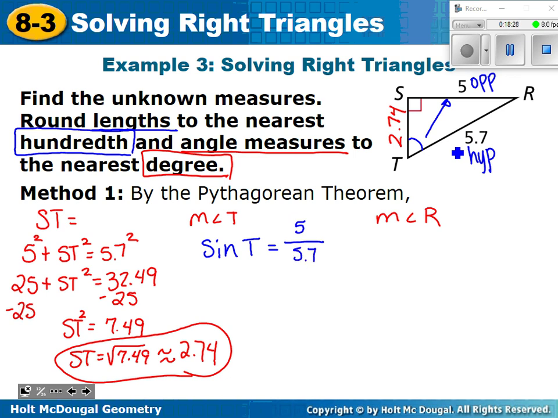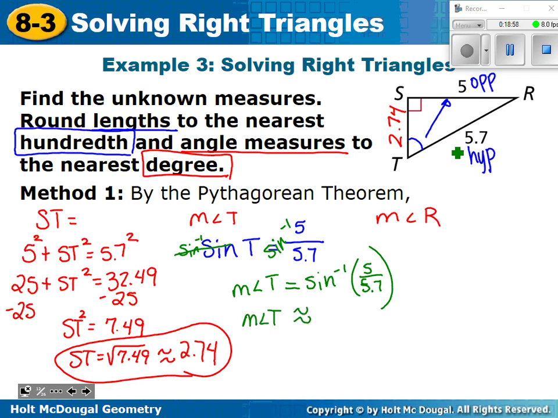And then new today, the only new thing is to solve for an angle, you're taking the inverse of both sides. On the left side, they cancel out. On the right side, you just plug it into your calculator. So we're going to have the measure of angle T, make sure you use good notation, equals, and then you'll type in on your calculator inverse sine of 5 over 5.7. And make sure you round appropriately to the nearest degree. So it's 61? Yes. Everybody agree?